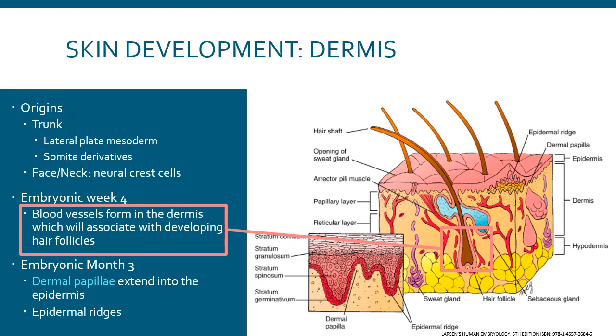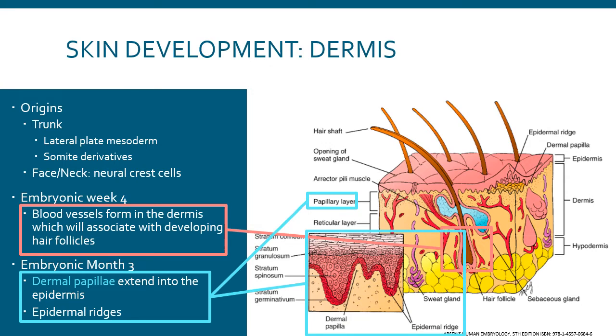Additionally, in embryonic month 3, we get formation of these dermal papillae, which we talked a little bit about before, but they're actually projections of the dermis that extend into the epidermis, creating corresponding projections of epidermis into the dermis. And that layer of cells there is called the papillary layer. And the ridges are referred to as epidermal ridges or dermal papillae, depending on whether you're looking at the dermis or the epidermis.